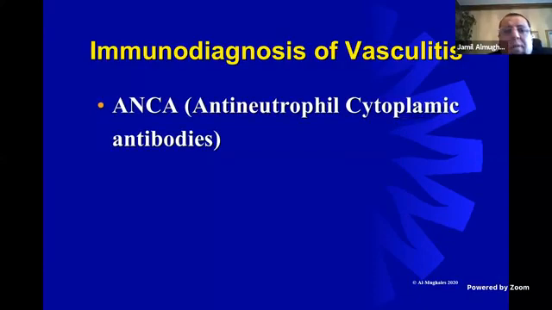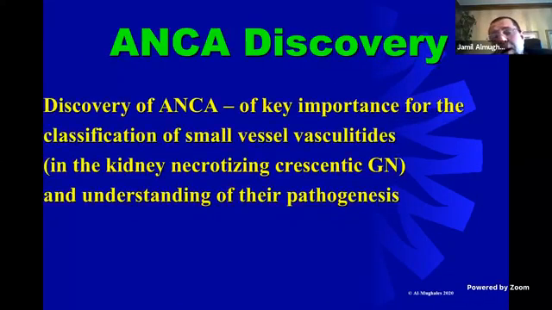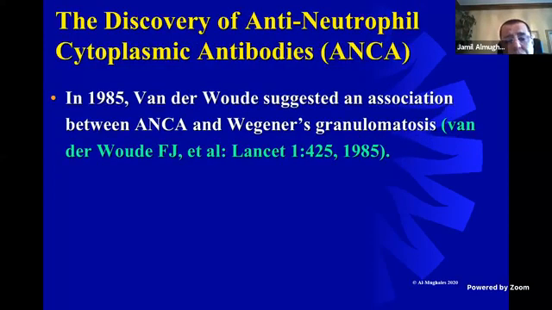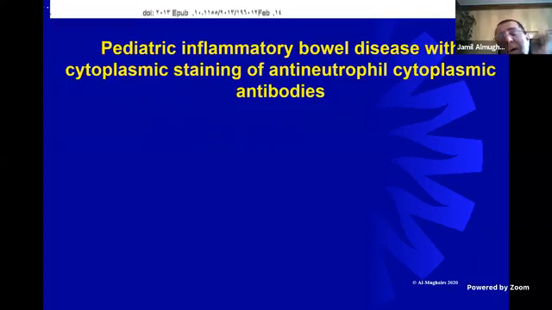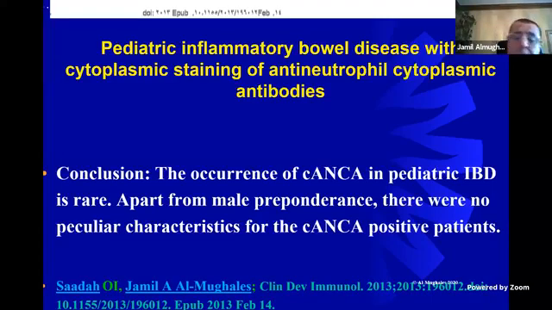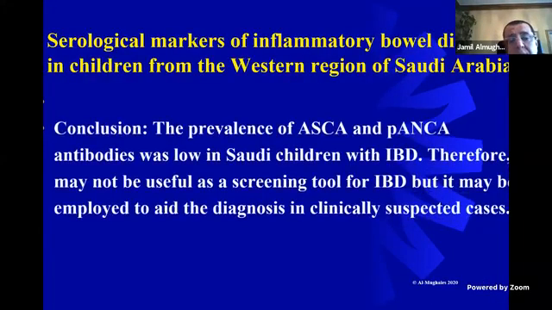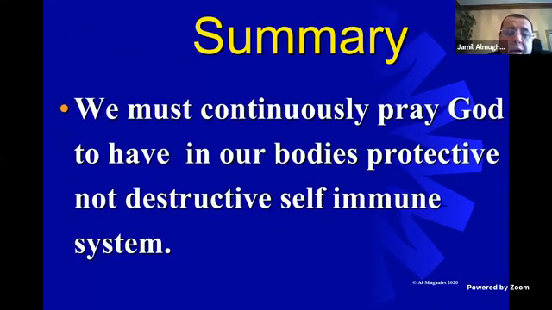We can make the diagnosis by antibodies called ANCA, anti-neutrophil cytoplasmic antibodies. There are two types of ANCA, P-ANCA and C-ANCA, that can help in the diagnosis of vasculitis, okay? The discovery of ANCA was in the 80s, and now ANCA helps in the diagnosis of many patients with vasculitis. We have reported in our research here in Saudi Arabia the role of ANCA in pediatric inflammatory bowel disease, in international journals, and we reported different case scenarios of patients.